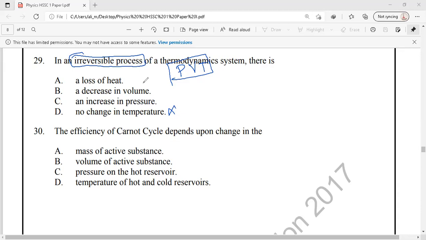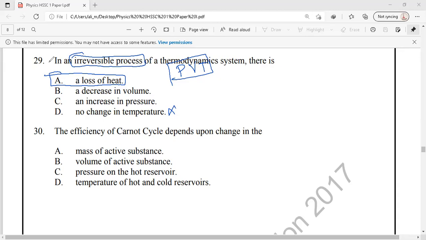So in an irreversible process, there is a loss of heat. The loss of heat makes the process not come back to its initial state or initial values of pressure, volume, and temperature. For a reversible process, there is no loss of heat, and the system is able to come back to its original state, that is the pressure, volume, and temperature. So the correct answer in this question 29 is option A.